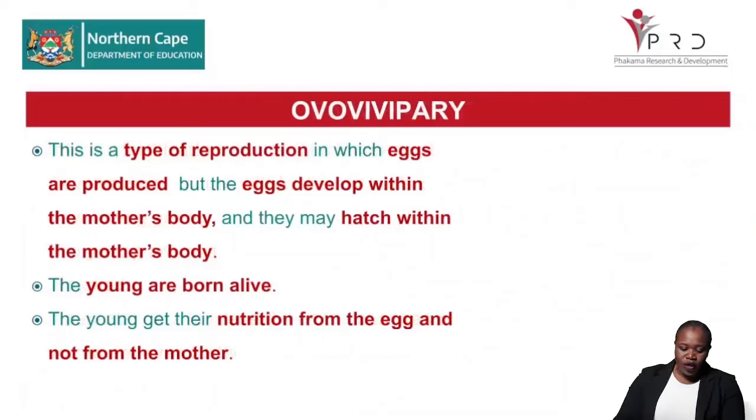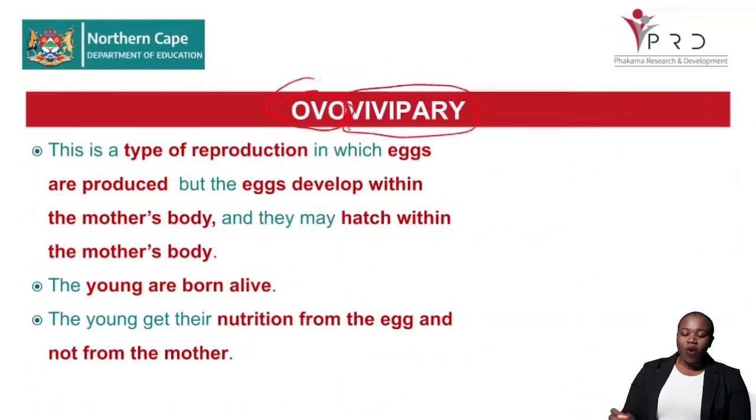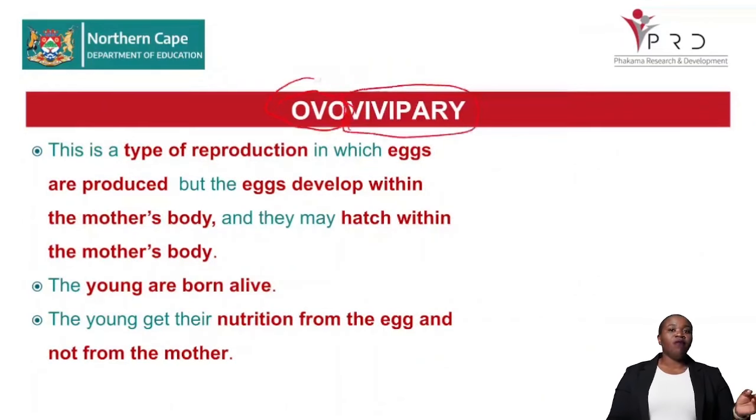Next, let's have a look at ovovivipary. Keep in mind here we are looking at a combination of the two. Ovo, that will be taking us to ovipary. Ovipary, remember we are talking about the amniotic egg, right? And then vivipary, we are talking about inside the mother's body, right?